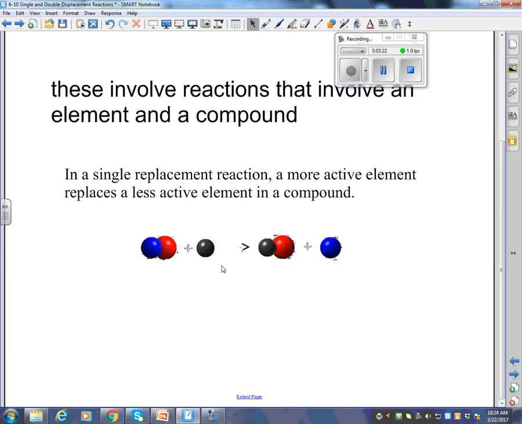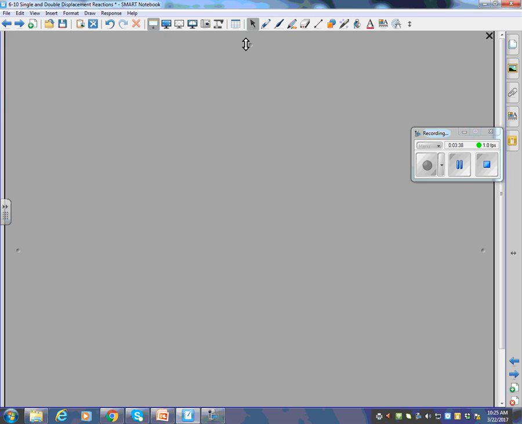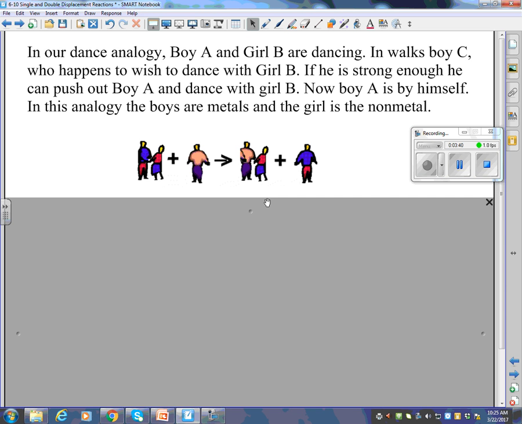Okay. Regardless, you can see here, what would you say? The black one has replaced the blue one, right? The black one is more active. Okay? If we go back to our high school dance analogy. Boy A and girl B are dancing. In walks boy C, who happens to wish to dance with girl B. If he's strong enough, he can push out boy A. Bullies him, says, get out of here. He wants to dance with girl B. Now boy A is all by himself.